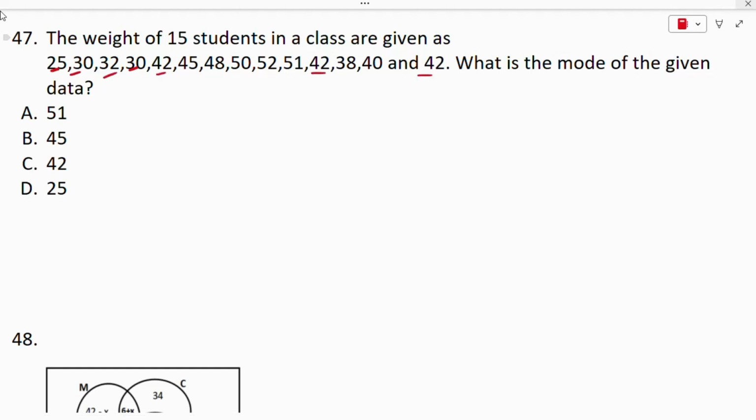If you take a look at this, 25 appears once, 30 appears twice, 32 appears just once, and 42 appears 1, 2, 3 times, so 42 has the highest count, which is 3. Let's look at the others: 45 once, 48 once, 50 once, 52 once, 51 once, 38 once, 40 just once. So 42 appeared 3 times, right? So from this we have 42 to be the answer.